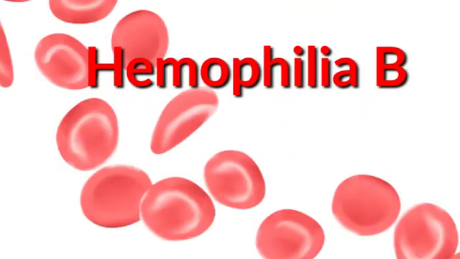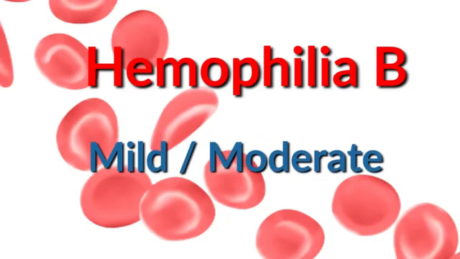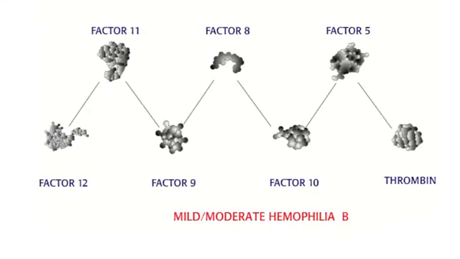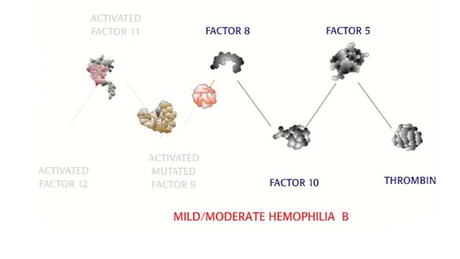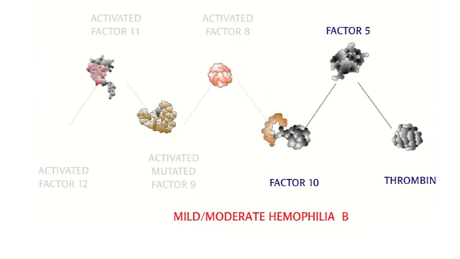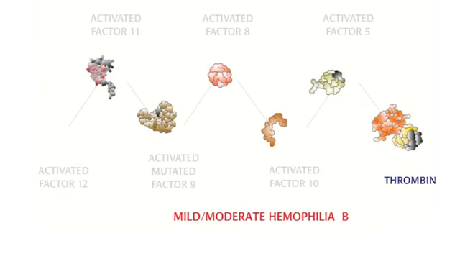Hemophilia B. Mild or moderate hemophilia B. If factor 8 is normal, but the person still has hemophilia, a change in factor 9 is usually the culprit. The disorder is called hemophilia B. In mild or moderate hemophilia B, a small mutation in the gene leads to a slightly dysfunctional factor 9. The protein works occasionally to activate thrombin, and stable clots are eventually formed.